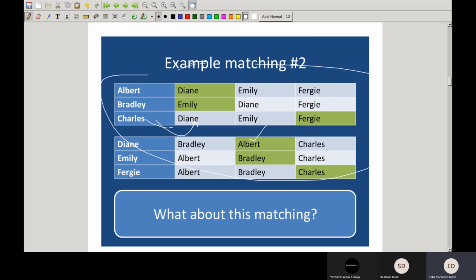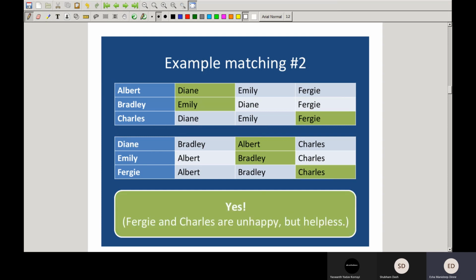Charles and Emily also don't form a blocking pair. So clearly there is no blocking pair in this matching. So this is a stable matching. Clearly Fergie and Charles are unhappy because they are the least preferred by all of them. We can't do anything for this, but still this is a stable matching.